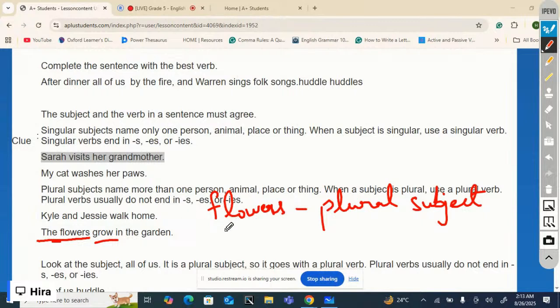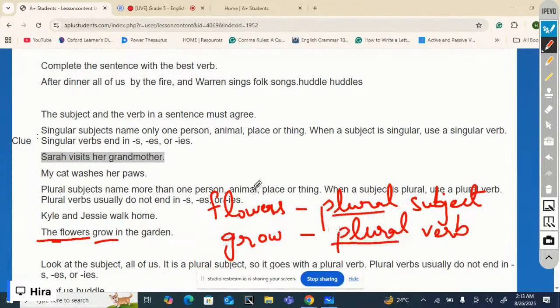Now, the flowers grow. The verb grow does not end in S, ES or IES. It means it's a plural verb. So what do you say? Don't they agree? Yes, they do. Subject is flowers. And what is the verb? Grow. So subject and verb both are plural. Subject is plural. We will use the plural verb.